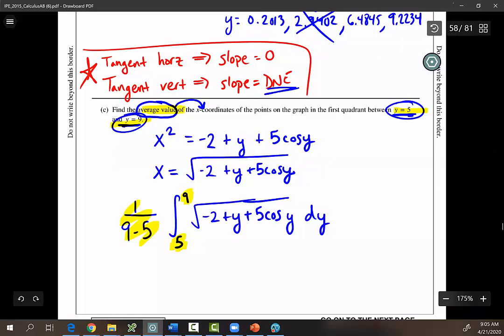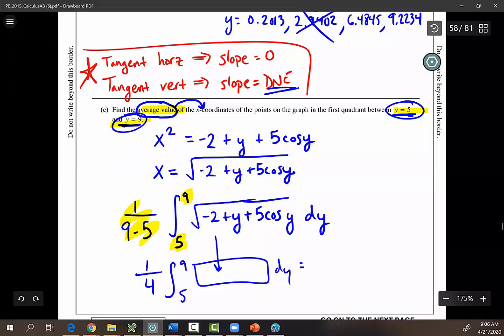For the rest of it, you would just type in your calculator. I'm not going to bother with that. Just make sure when you type in your calculator that you multiply by the 1/4, right? So you would type in 1 over 4 integral 5 to 9 of that into your calculator, and you should get 2.550.